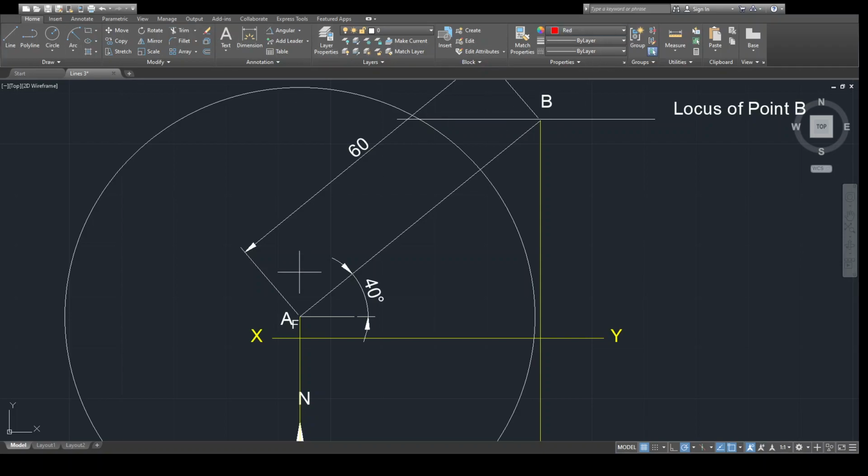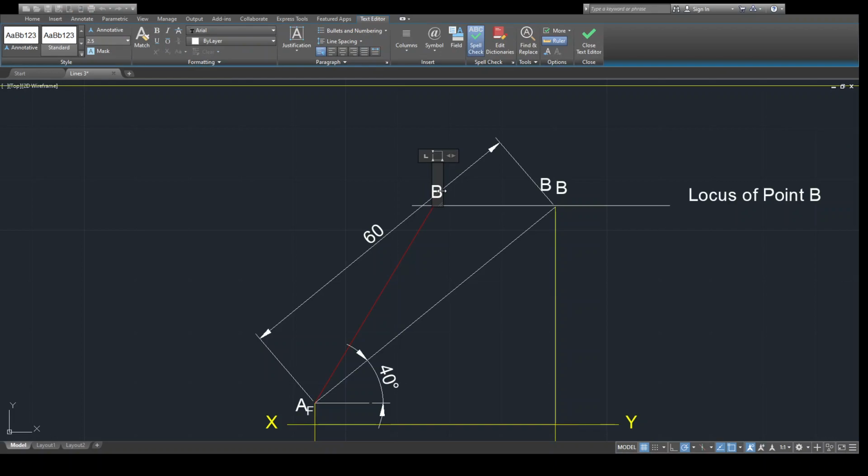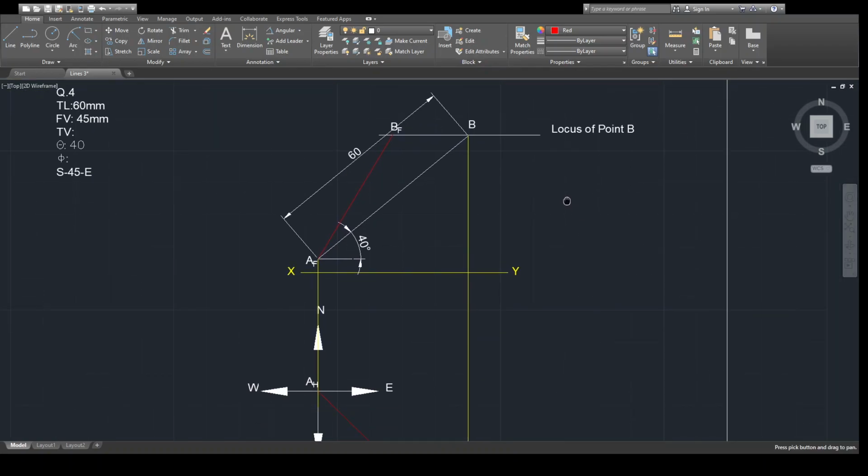I will use a red color, and this line we call the front view line. Okay. So this I will use, and we'll call this point BF. One more B is here. Okay. So the front view we have obtained.